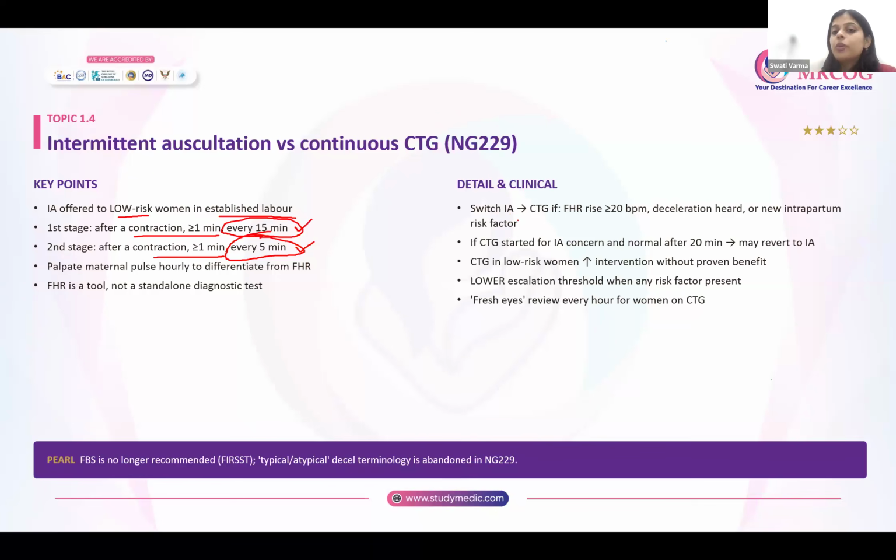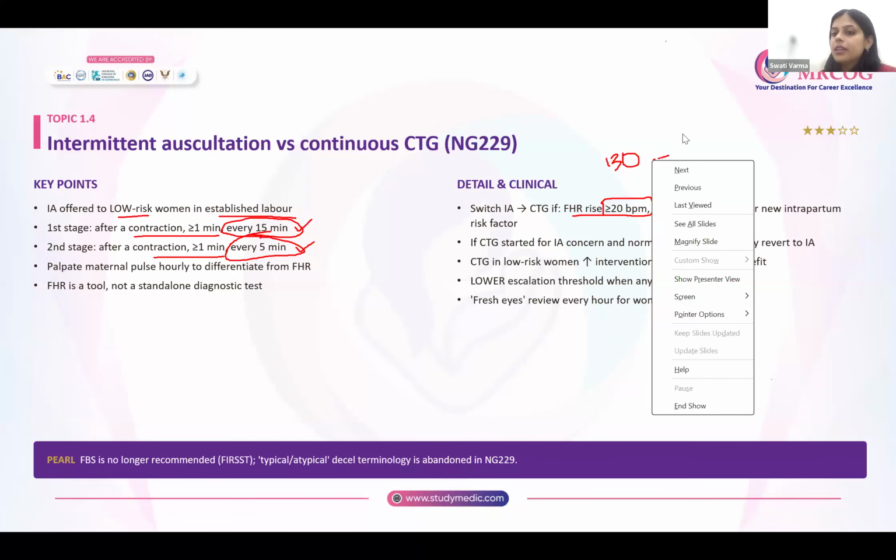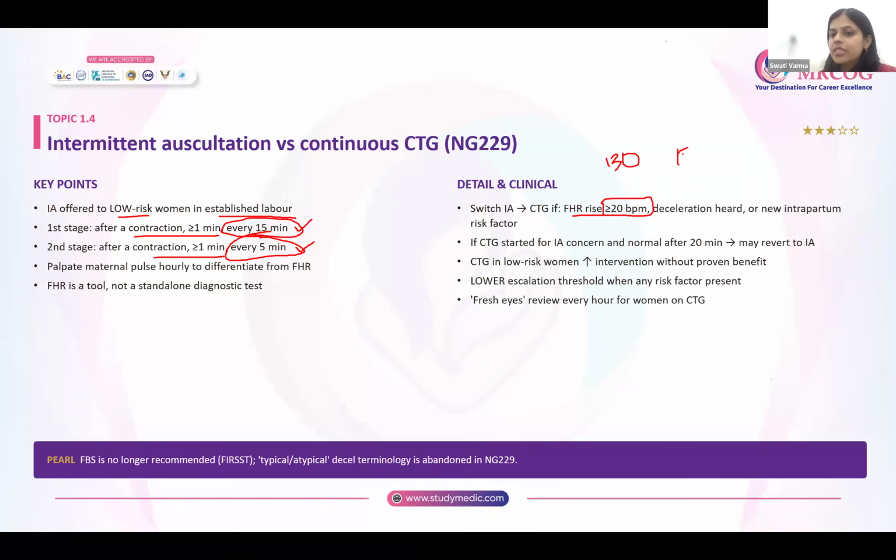When you have to switch from intermittent auscultation to CTG, this again becomes important. Whenever a midwife is doing intermittent auscultation in a midwifery-led unit, and she finds that FHR has risen by 20 beats per minute or more. That means earlier I was getting around 120 to 130, but now I'm getting around 150 to 160. So suddenly I noticed that the rate has risen by 20 beats per minute or more.